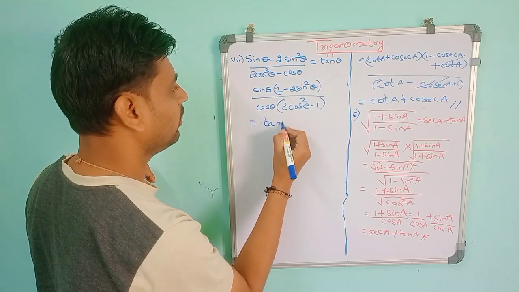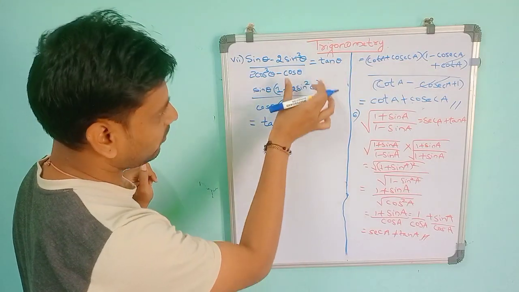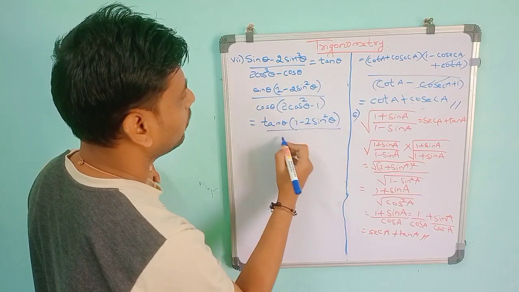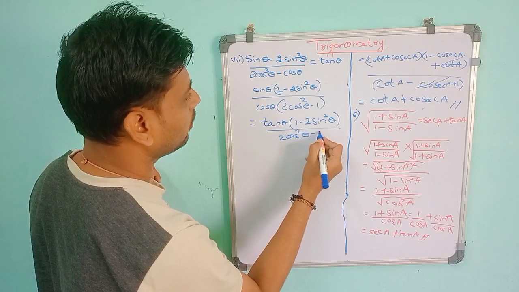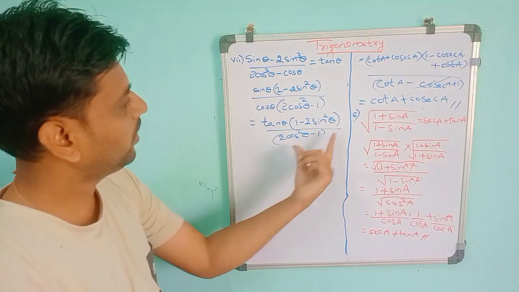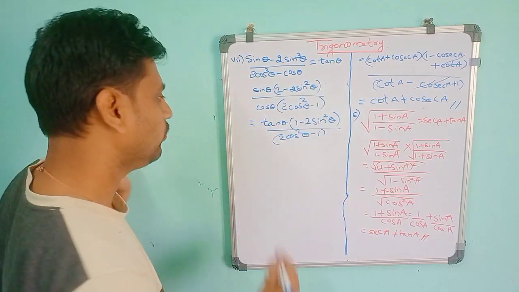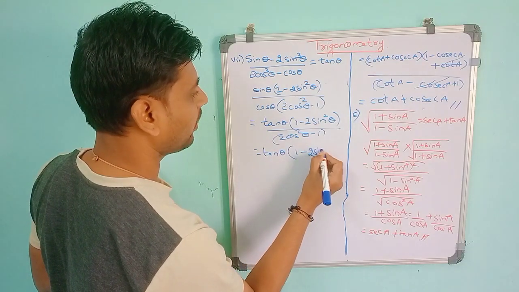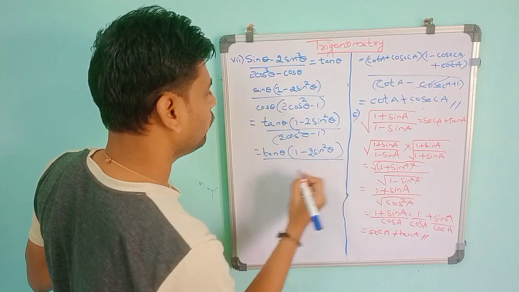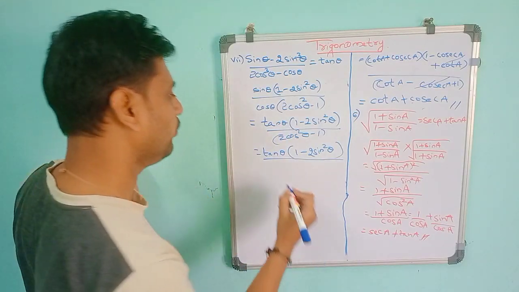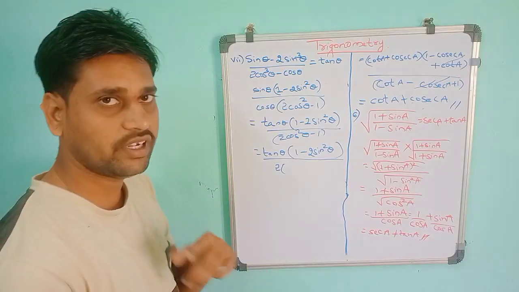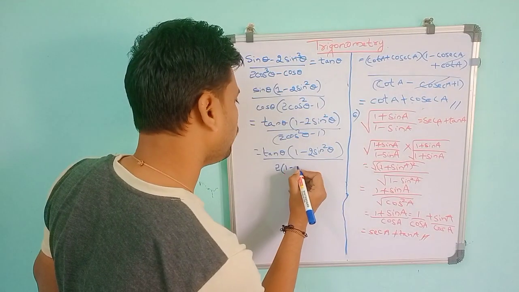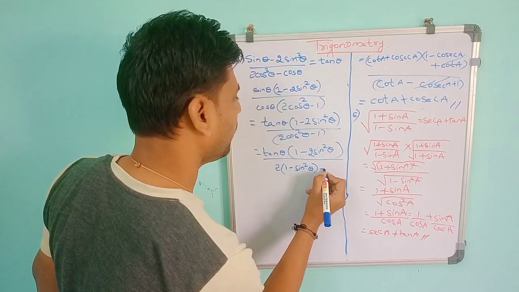From this one I got tan theta, but it is in 1 minus 2 sin square theta divided by 2 cos square theta minus 1. So we have to make this one same, then only we will get the tan theta. So tan theta is equal to 1 minus 2 sin square theta, keep as it is. Downside, in terms of cos square you can write in terms of sin square: sin square theta plus cos square theta is 1, it is the first identity. In that cos square theta means 1 minus sin square theta. So 2 into 1 minus sin square theta minus 1.